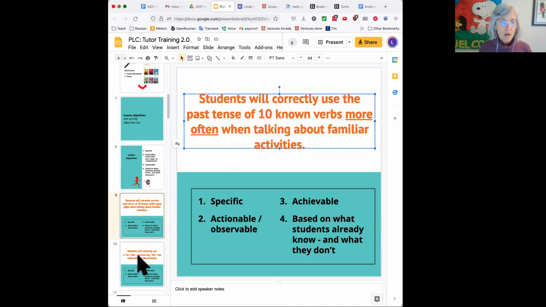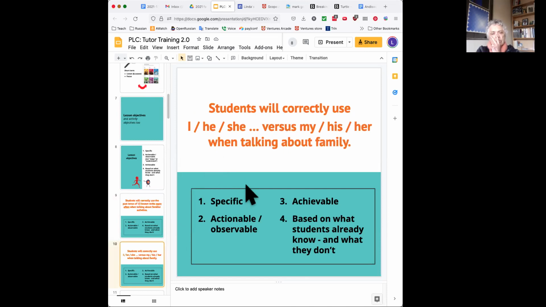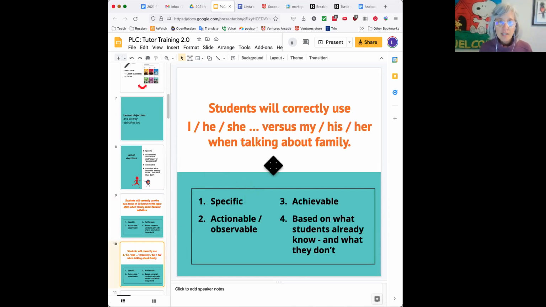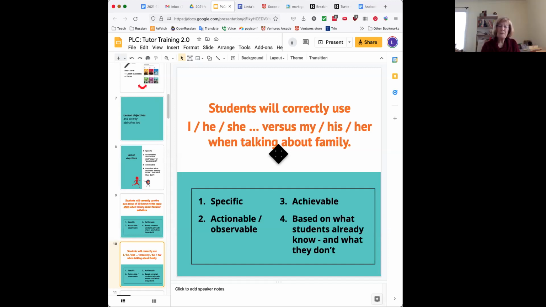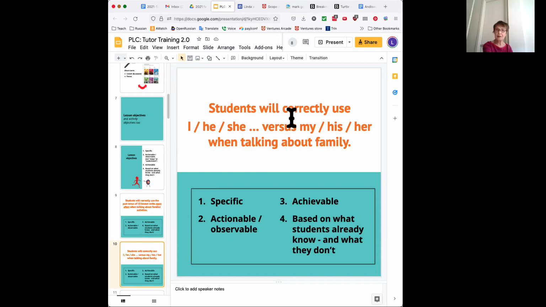Good. How about this one? Let's see. Mari, would you read it for us, please? Students will correctly use I, he, she versus my, his, her when talking about family. All right. What do you think about this one? Students will correctly use. Seems very specific. There's no way to measure it. Well, that's the objective, isn't it? It's what I just read.